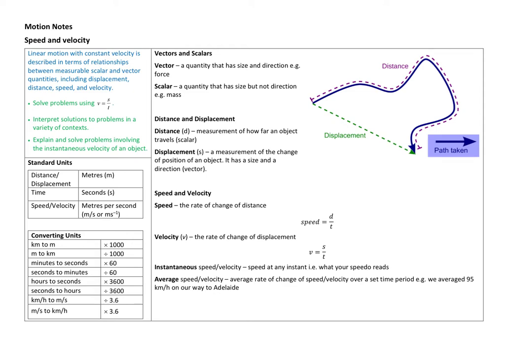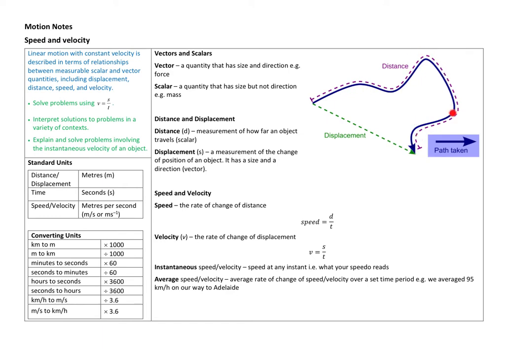So from vectors and scalars, we go to distance and displacement. Distance is a measure of how far an object travels, and that is a scalar. It doesn't have a direction. Whereas displacement is a measure of the change of position of an object. It has a size and a direction. So if we look at this diagram here, we're starting off at this point here, going down to this point here. Say this was over a mountain. This is the path that we might take. That would be our distance covered.